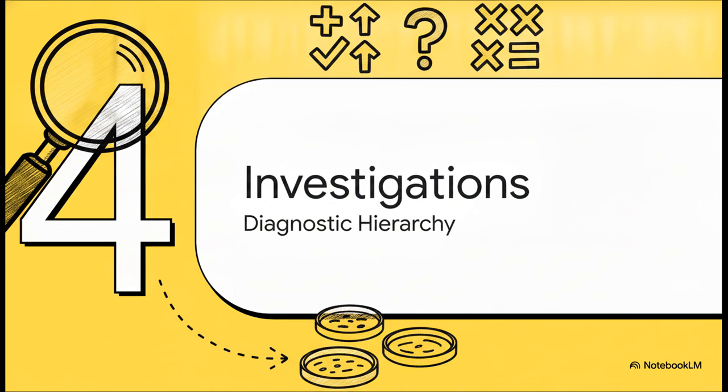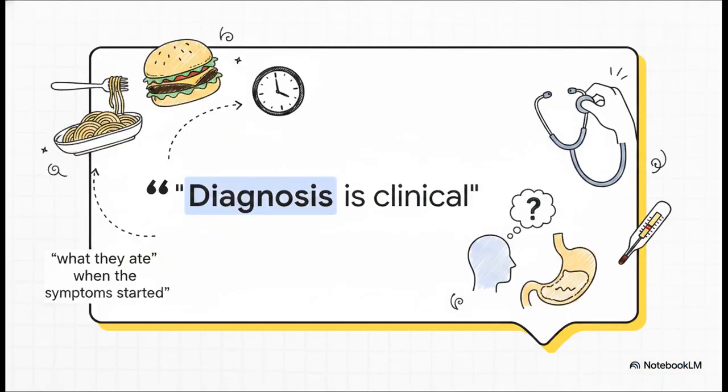All right, Section 4, Investigations, Diagnostic Hierarchy. The single most crucial point to remember here when you're working these folks up: the diagnosis is overwhelmingly clinical. You do not need to order a massive, expensive battery of lab tests or inflammatory markers. Your absolute best diagnostic tool is a highly detailed patient history. You really have to play food detective here.